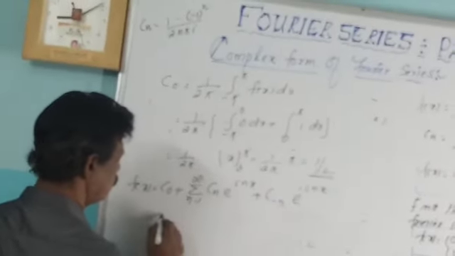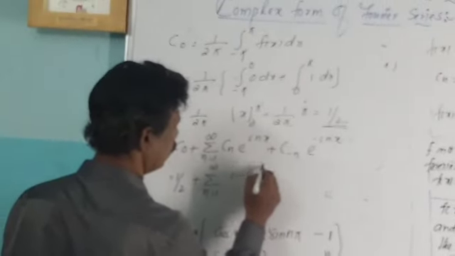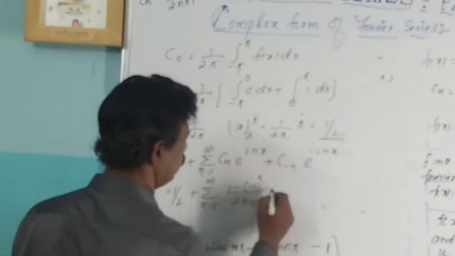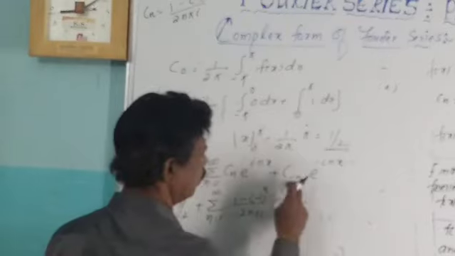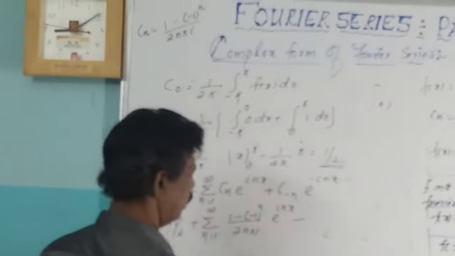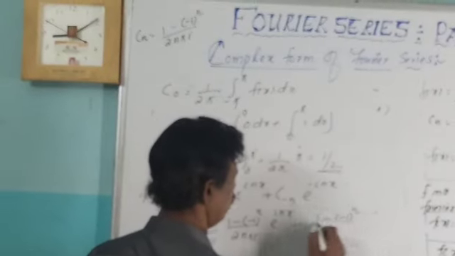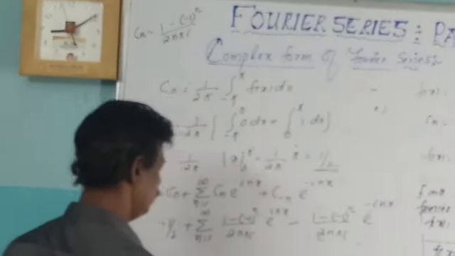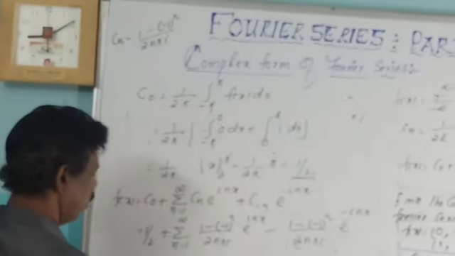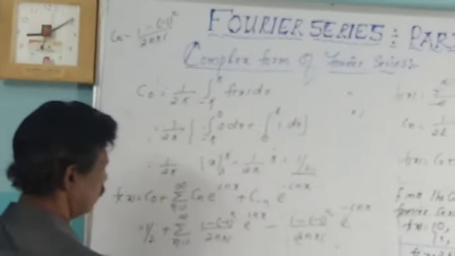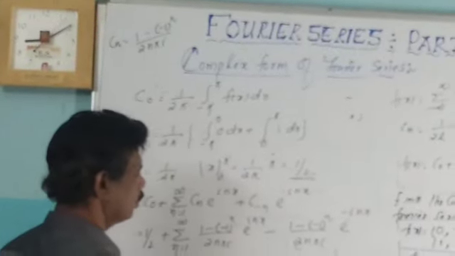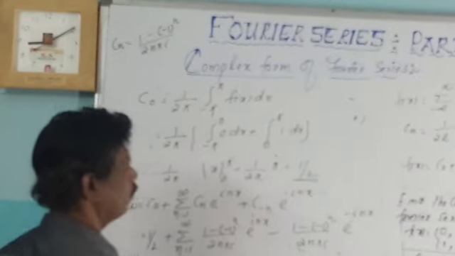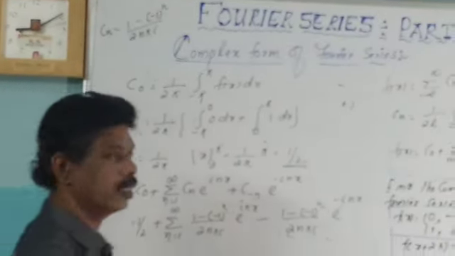That is, C0 means 1 by 2, plus sigma n equal to 1 to infinity, Cn equal to (1 minus (minus 1) the whole raised to n) by 2 n pi i into e raised to i n x, plus C minus n, that means minus Cn, equal to (1 minus (minus 1) whole raised to n) by 2 n pi i into e raised to minus i n x. That's all. This is the result, sigma n equal to 1 to infinity of (1 minus (minus 1) all raised to n) by 2 n pi i e raised to i n x, plus minus (1 minus (minus 1) all raised to n) by 2 n pi i into e raised to minus i n x.